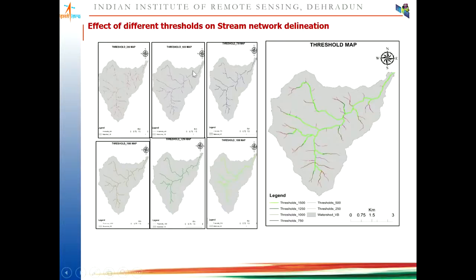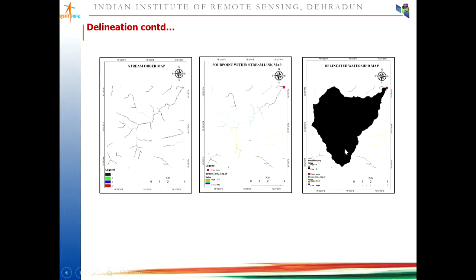But if you give a threshold of 500, then you are able to extract the first order streams as well. So by providing thresholding, you can generate the various stream drainage networks, first order, second order, third order, which can be used for morphometric analysis of the watershed.